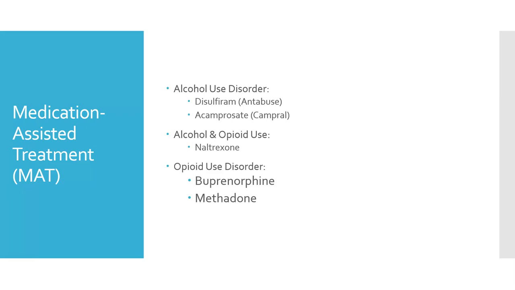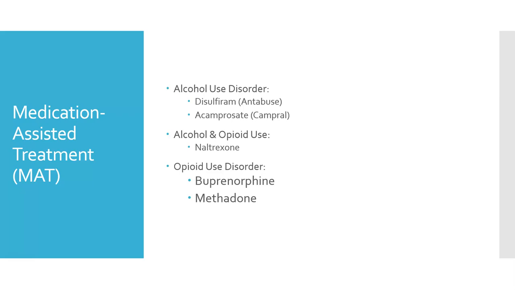Medication-assisted treatment, or MAT: for alcohol use disorder, there is Antabuse and Campral. For alcohol and opioid use, naltrexone, and for opioid use disorder, there is buprenorphine and methadone. The FDA has approved several different medications to treat alcohol and opioid use disorders. MAT medications relieve the withdrawal symptoms and psychological cravings that cause chemical imbalances in the body. Medications used for MAT are evidence-based treatment options and do not just substitute one drug for the other.